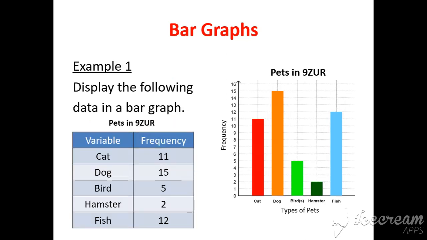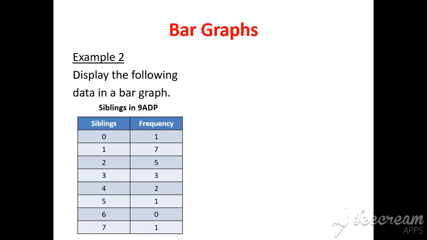All right, that's example one. I think we're ready for example two. Display the following data in a bar graph. This represents the number of siblings from a form class called 9ADP. Right, so we have siblings down the left-hand column from 0 through to 7, and we have the frequency, how many have those siblings, on the right-hand column.